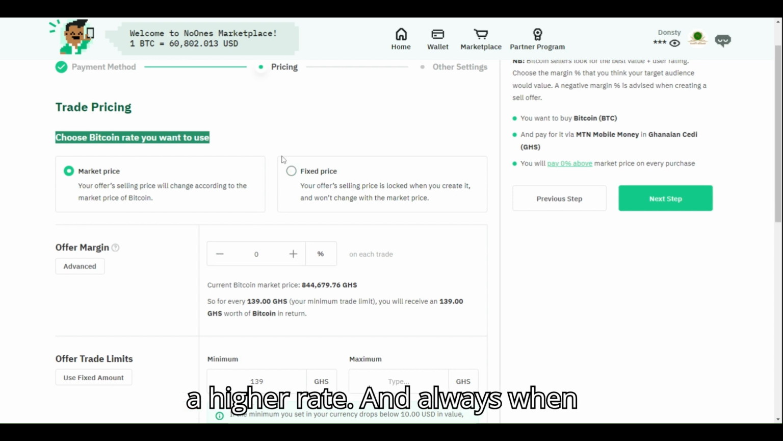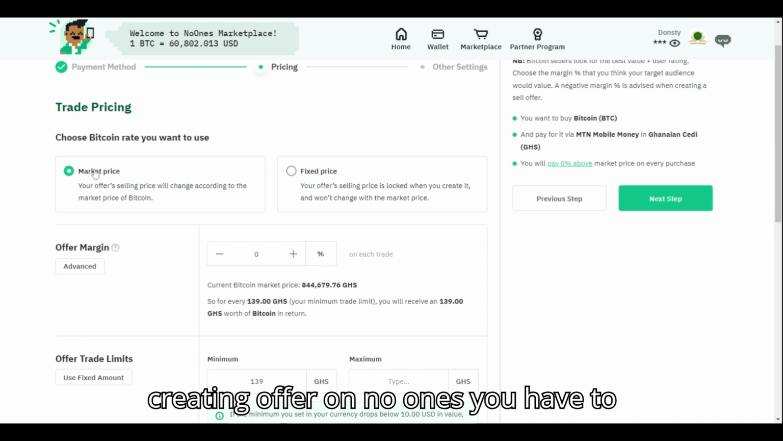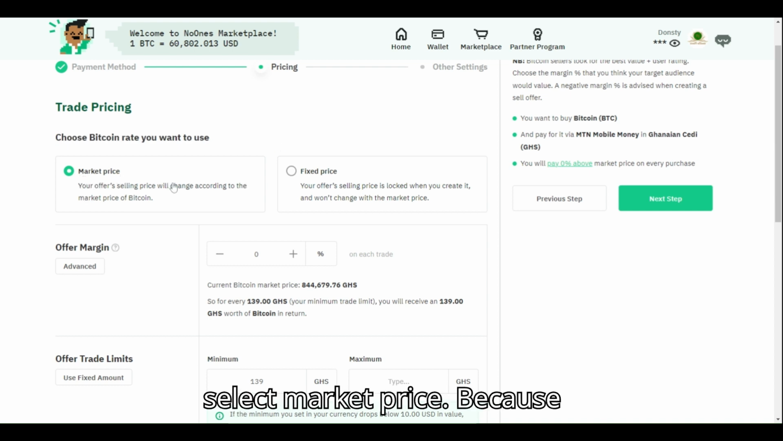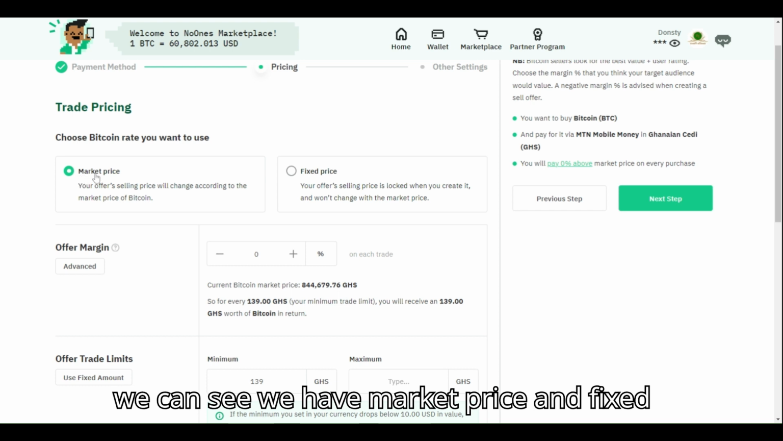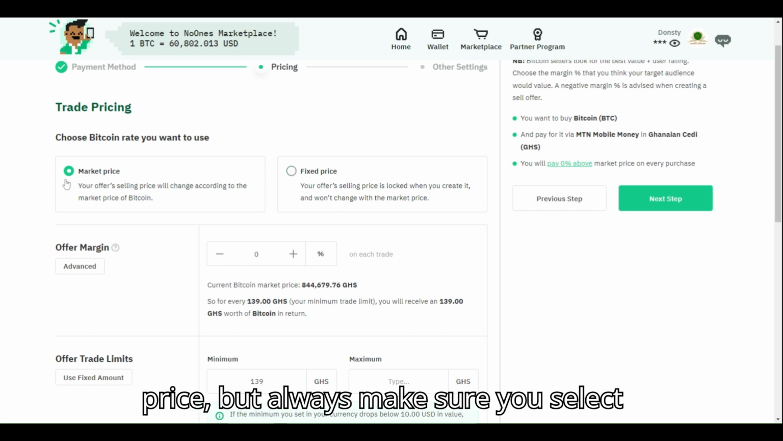And always, when creating an offer on NoOnes, you have to select market price, because we can see we have market price and fixed price, but always make sure you select market price.